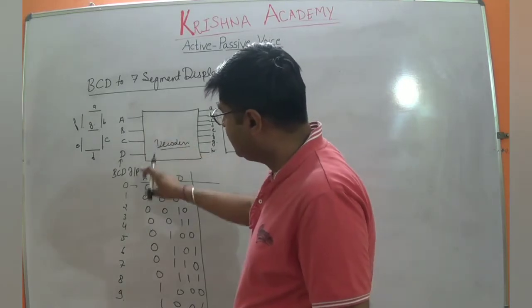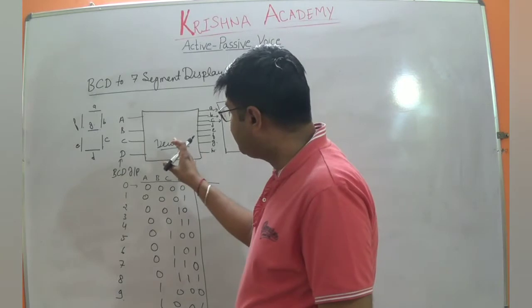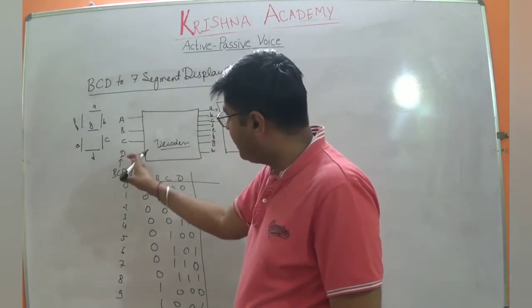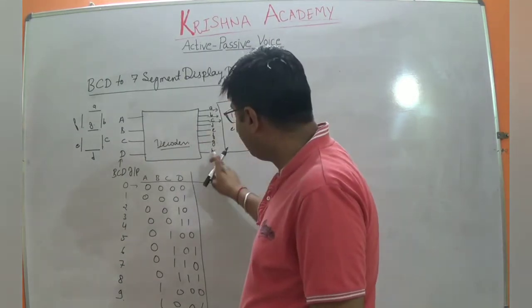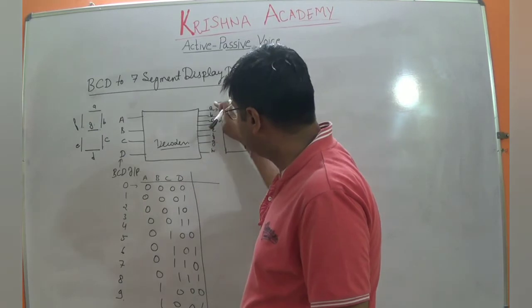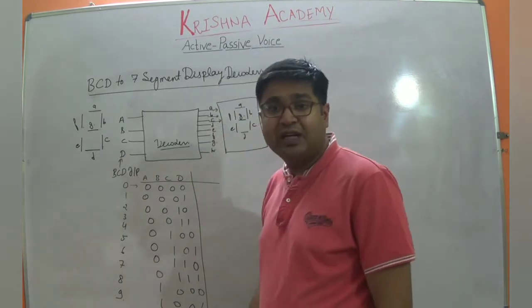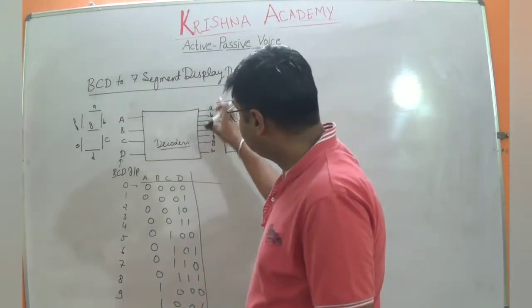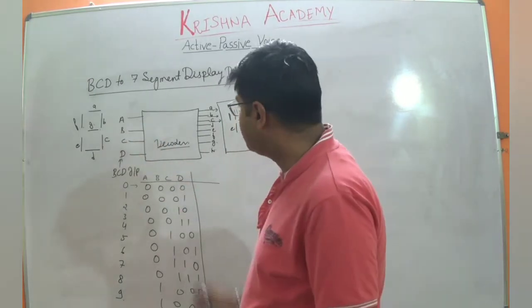Now this decoder is basically a 4x16 decoder, but the information which is translated from this part to this part is quite different. Now there are 8 outputs available to us, as you can see, A, B, C, D, E, F, G, H. These 8 outputs give us the glimpse of this 7 segment display. Now let's talk about it.